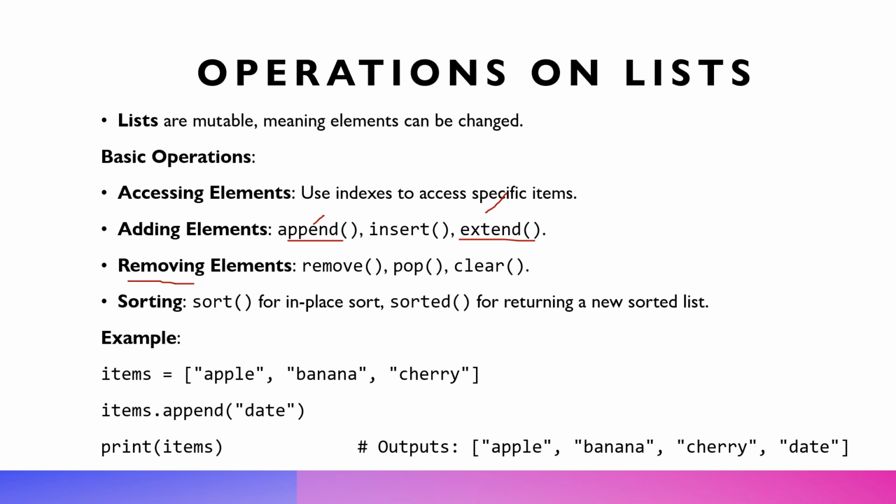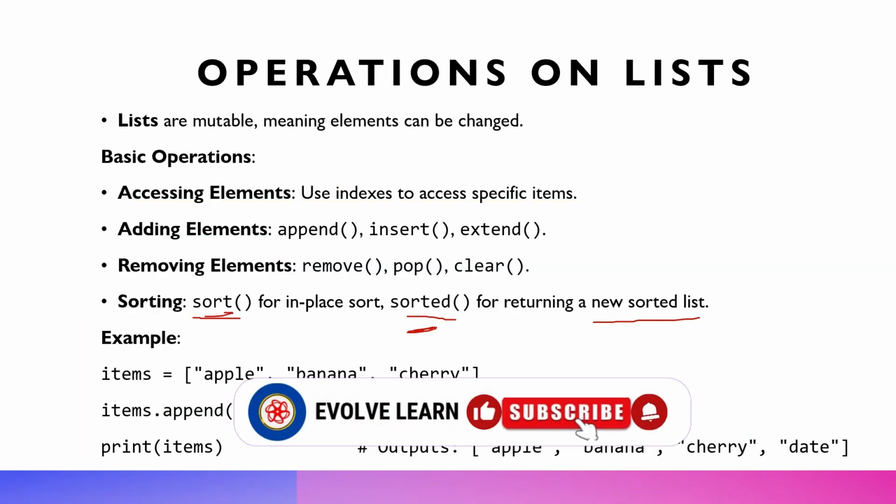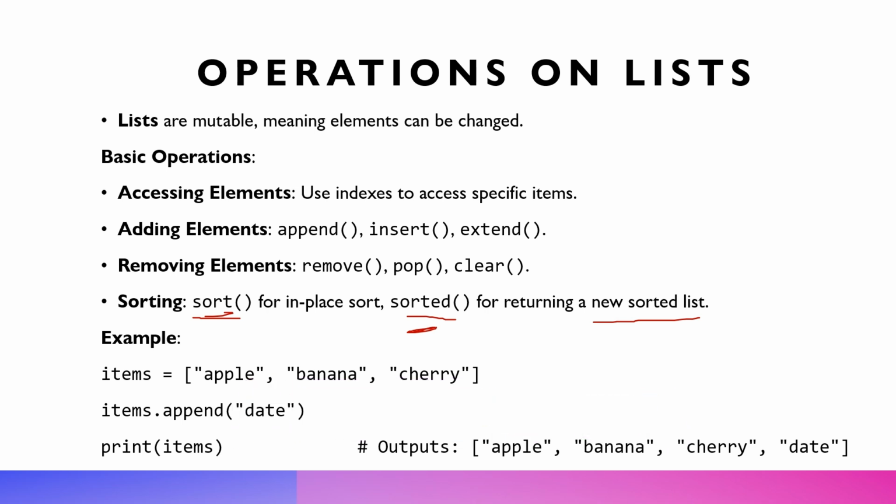For removing elements in the list, we use remove, pop and clear methods. Remove method uses the value to delete the object from the list. Pop uses the index number to delete the object from the list. And clear method removes all elements from the list at once. For sorting elements in the list, we use sort and sorted methods. First, let us know about the sorted method. This sorted method does not modify the original list, but it creates a new sorted list. Whereas the sort method modifies the original list and does not create a new list. This is the difference between sort and sorted.